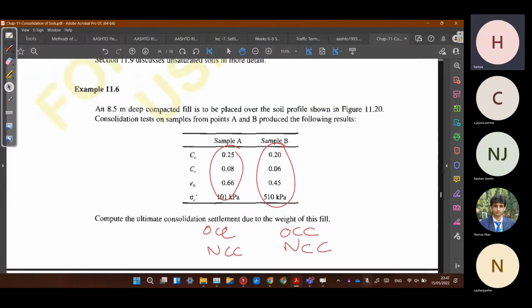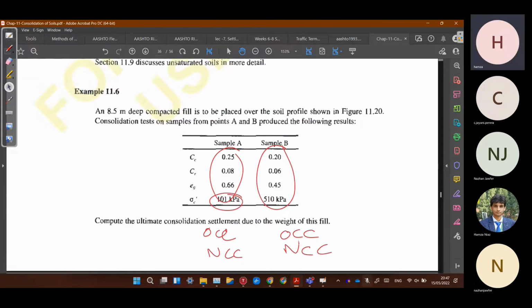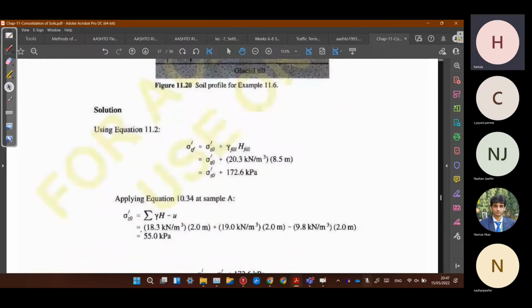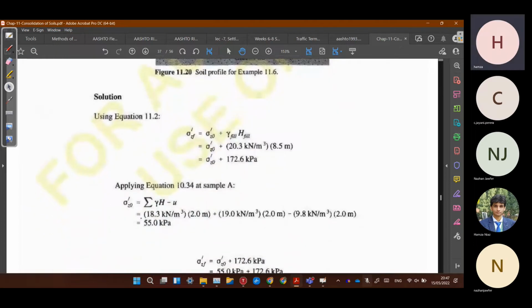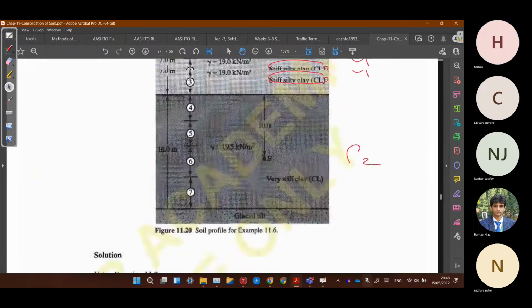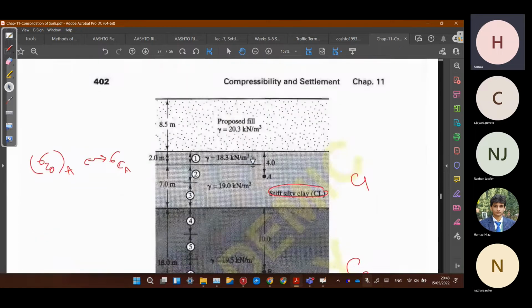Sigma c of A is given as 101. So calculate sigma z naught of A. Sigma z naught of A was 55. So our 55 is very much less than sigma c. That means our layer is over consolidated.